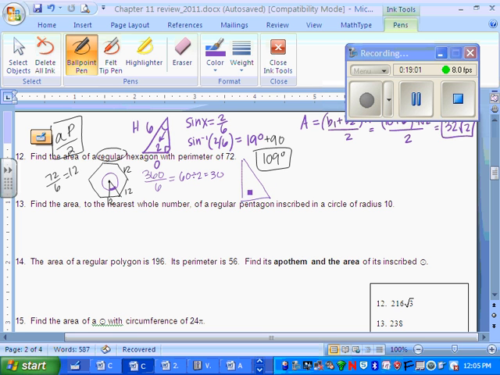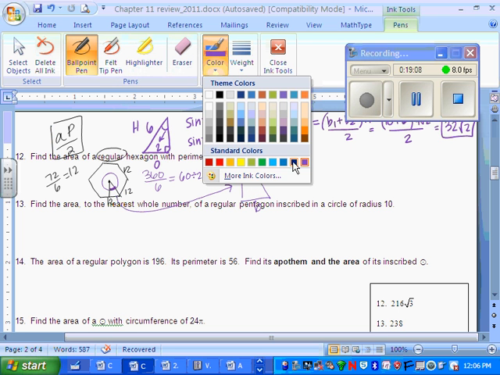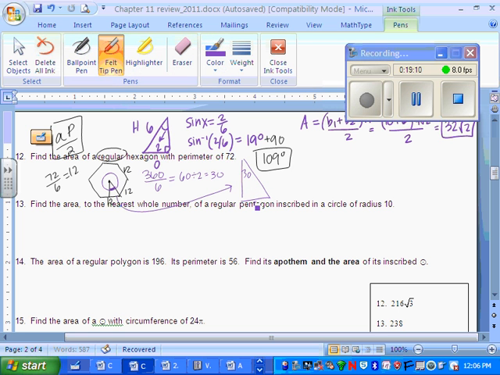So I'm going to pull this triangle out. This is 30 degrees. I know the bottom is 6. Then I know the apothem is 6 root 3. So the area formula is apothem, 6 root 3, times the perimeter, which I know is 72, divided by 2. My final answer is 216 root 3, and that's units squared.